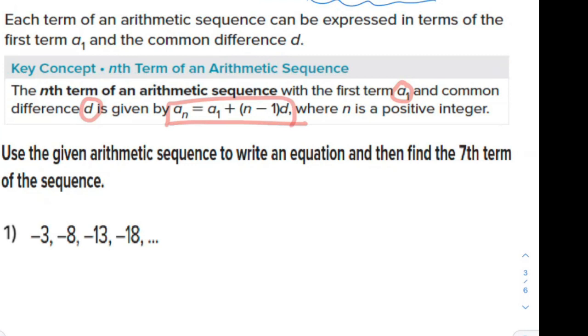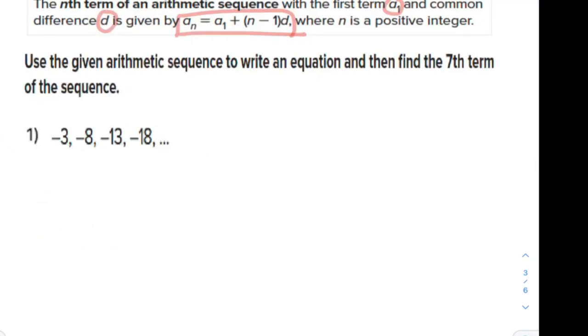Why are we using this function or this equation? To find any term. Let's say we want not the 6th or the 7th term. We want to find term number 100, term number 200. So it is not a practical way just to add each time. We are going to use a function or an equation to replace and find this specific term. Use the given arithmetic sequence to write an equation and then find the 7th term. Let's see here how can we use it.